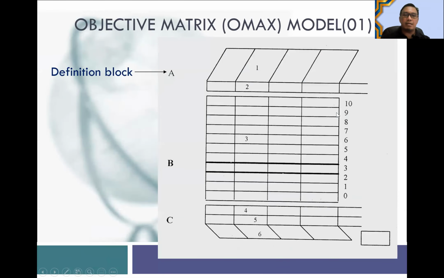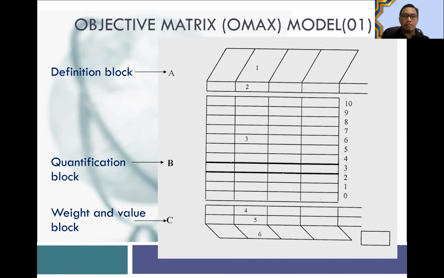And the B part is the quantification block, meaning that we're going to fill in the value for its score. You can see on the right-hand side there is a score from 0 to 10, and we need to fill in the value associated with this score. I will give you an example later.